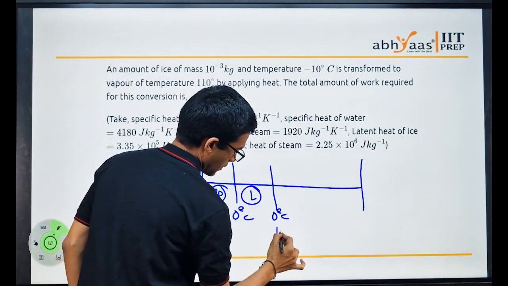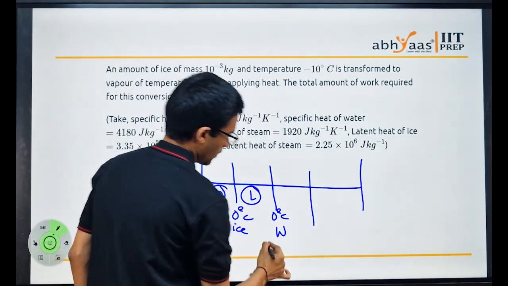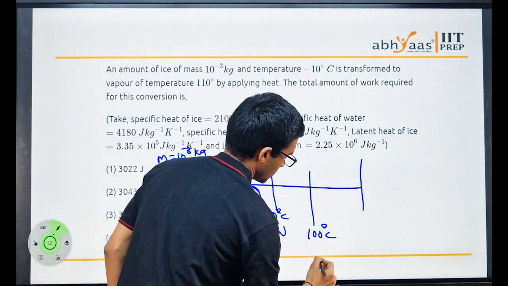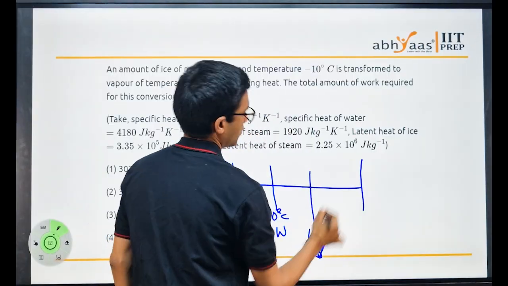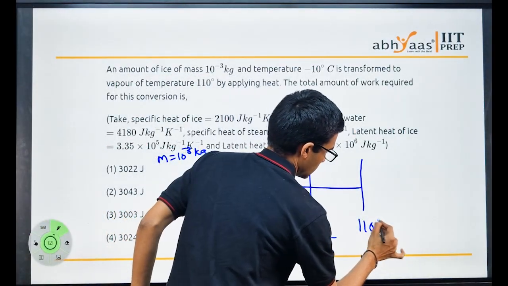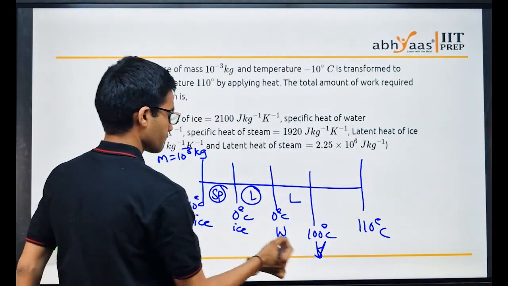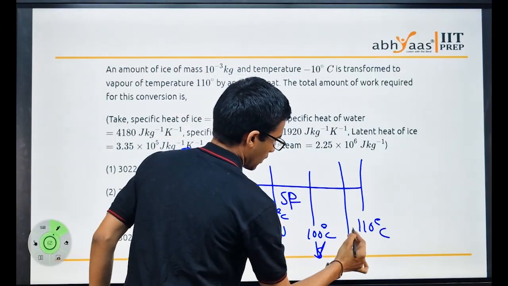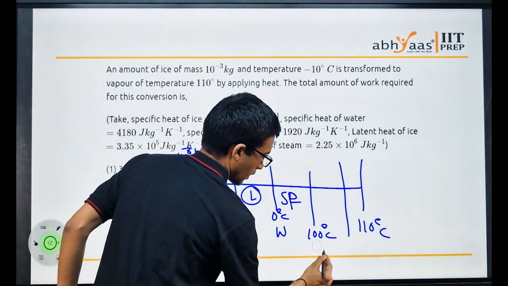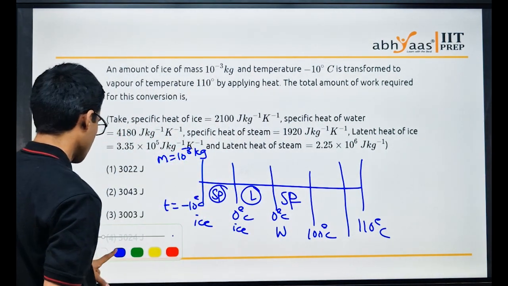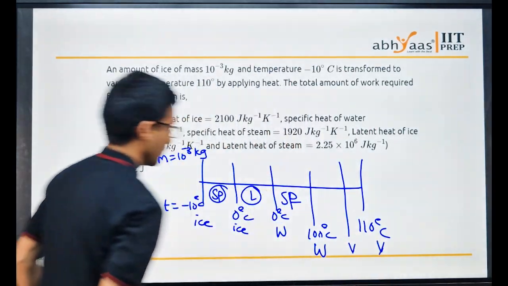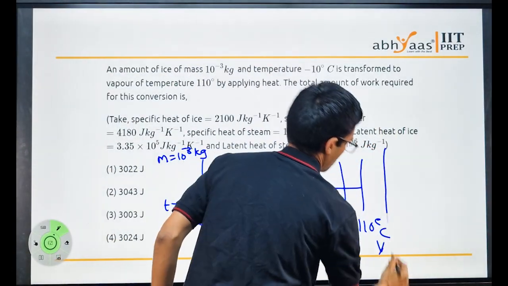Again at 0 degrees centigrade, this is ice, then water. Similarly, the water has to move to 100 degrees centigrade, and the temperature will increase. This is vapor or steam, anything you can write. After 100 degrees centigrade, by applying heat it is going up to 110 degrees centigrade. This is also a specific heat. And in between, at 100 degrees centigrade, water is there, then steam or vapor will come. So many phases are there.